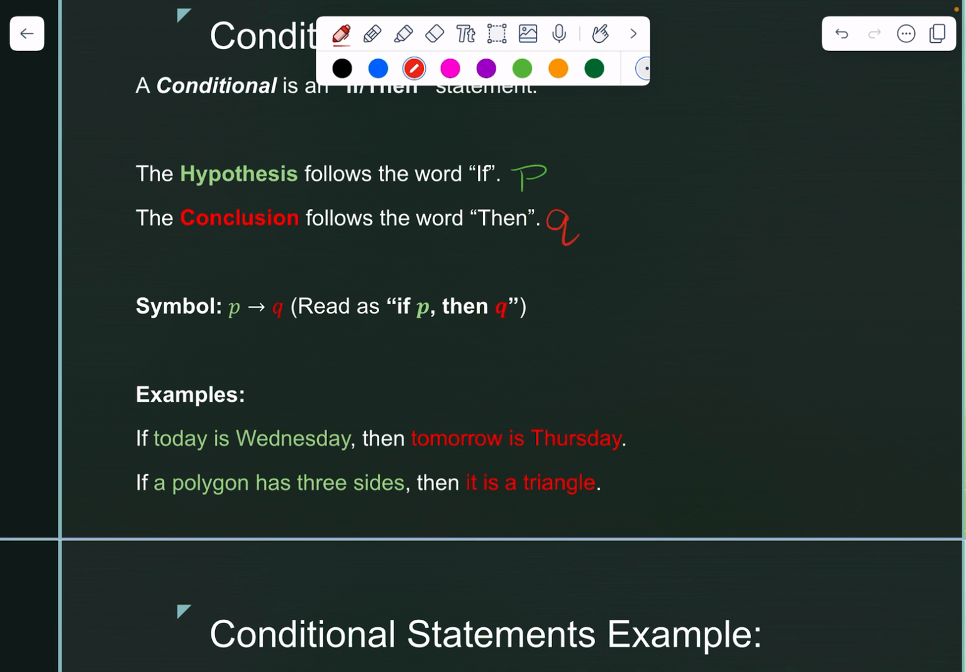The way that's read is, when you see P arrow Q, it's read as if P then Q. So an example of a conditional statement: if today is Wednesday, then tomorrow is Thursday. Today is Wednesday is our hypothesis. Tomorrow is Thursday is our conclusion. If a polygon has 3 sides, hypothesis, then it is a triangle, conclusion.